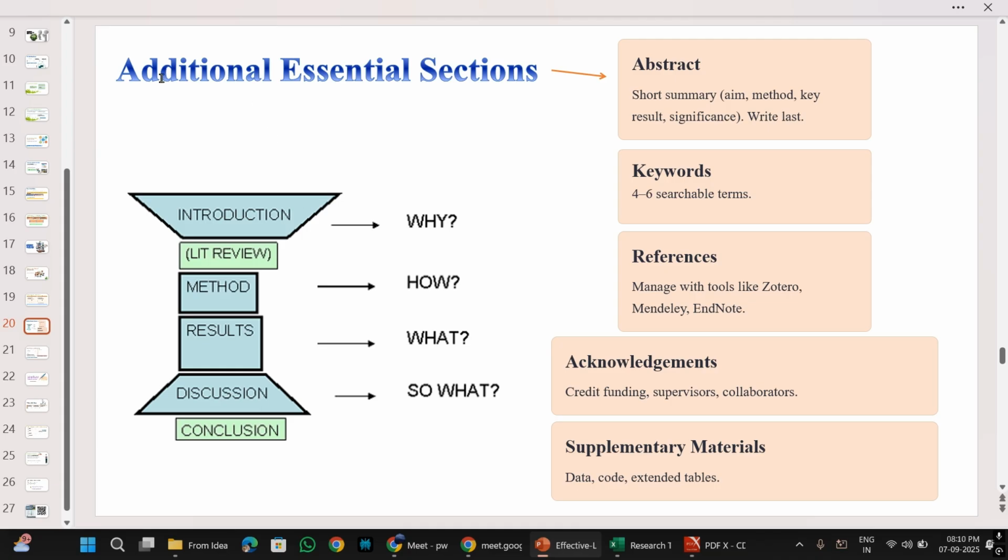So besides this, there are some additional essential sections as well. There comes an abstract along with your, whether it is a report, whether it is a thesis, whether it is a manuscript. There is an abstract which is a short summary of everything, and you essentially write this at the very last. After you write all the sections, that is when you write the abstract.